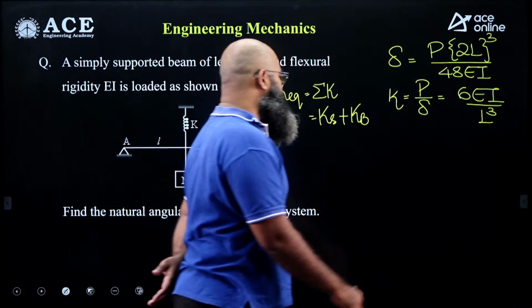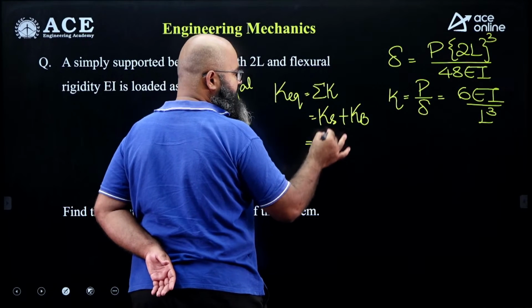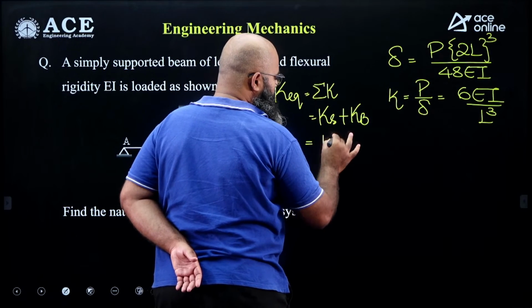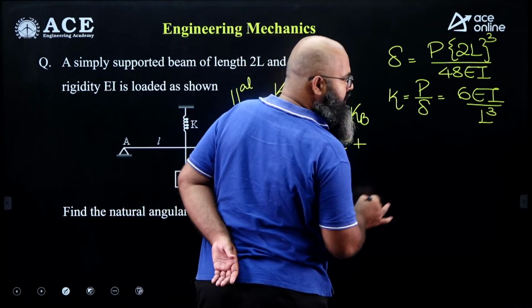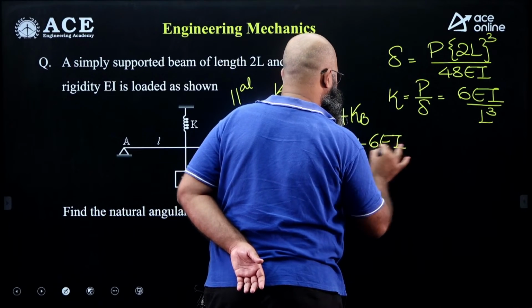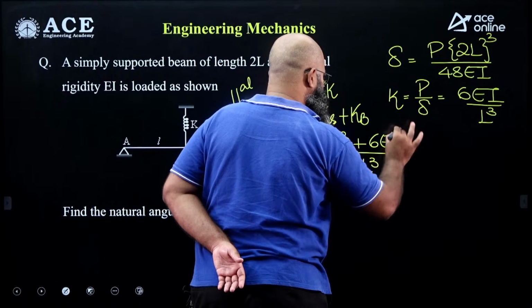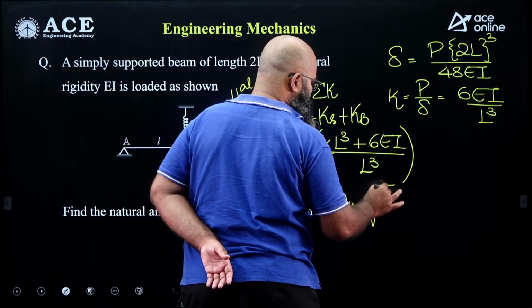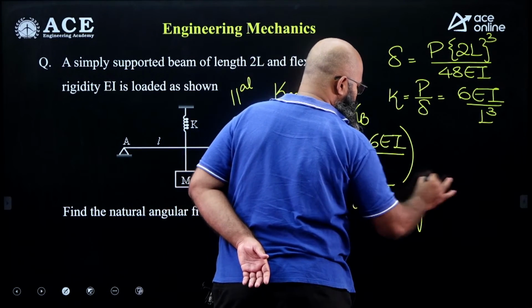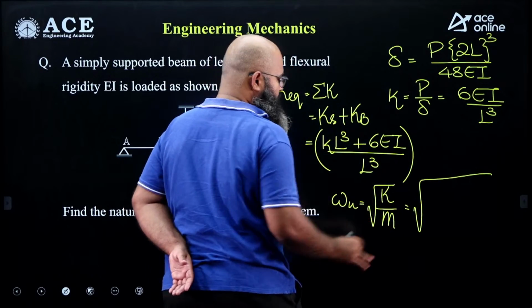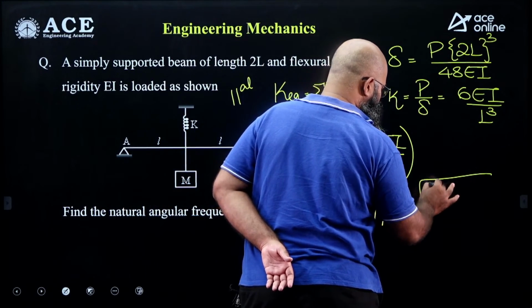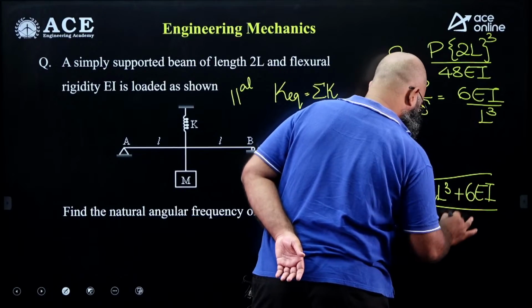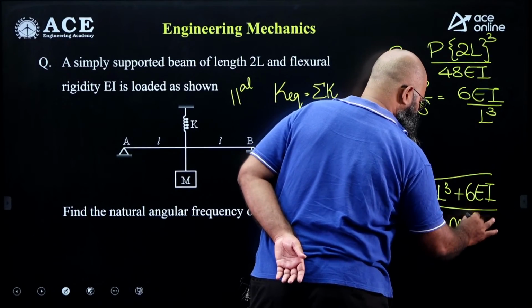Now we have got this value, that means K equivalent is equal to K plus this value. If I take L cube as the LCM of the denominator, I get K into L cube plus 6 EI whole divided by L cube. Now we know that omega n is equal to root over of K upon M. This will be equal to root of KL cube plus 6 EI upon ML cube. This would be the value.